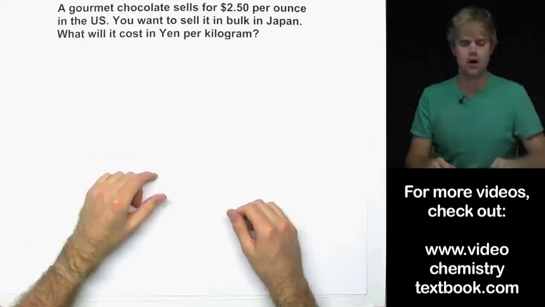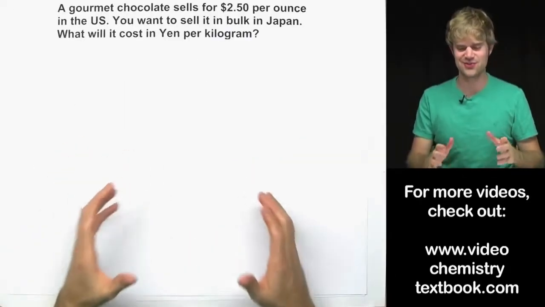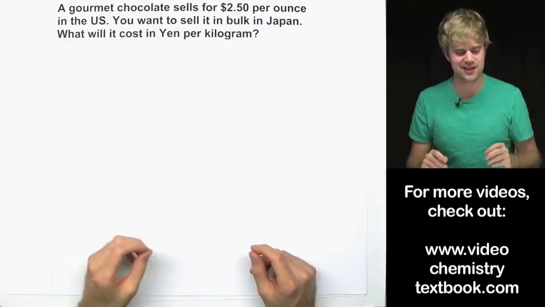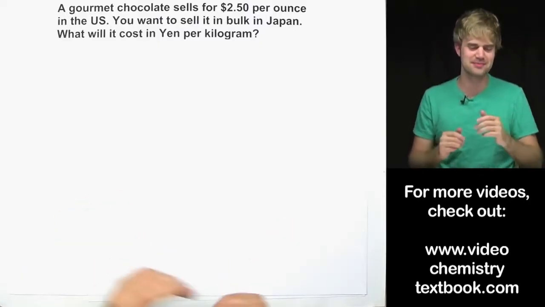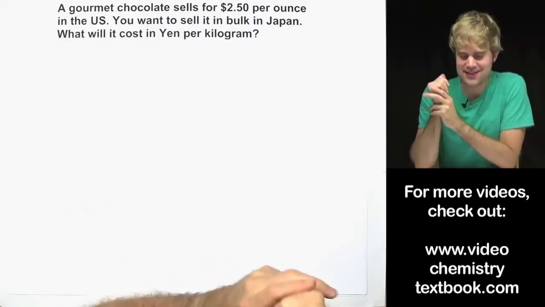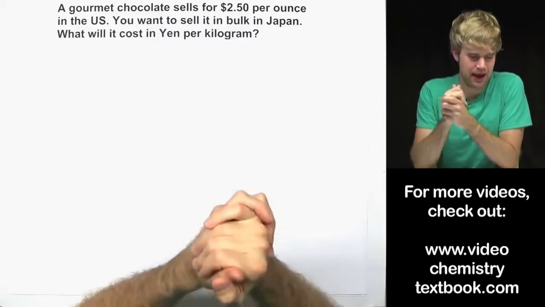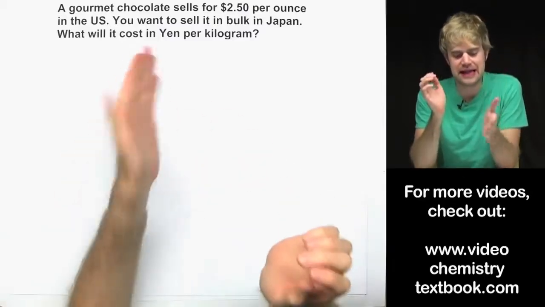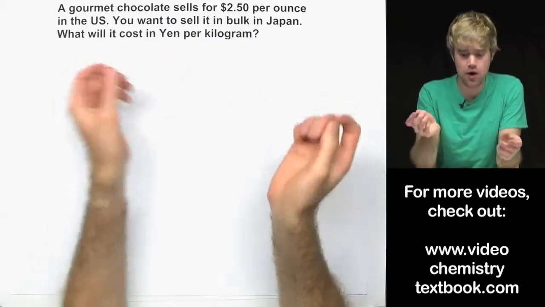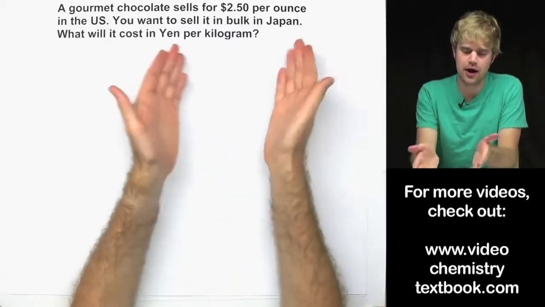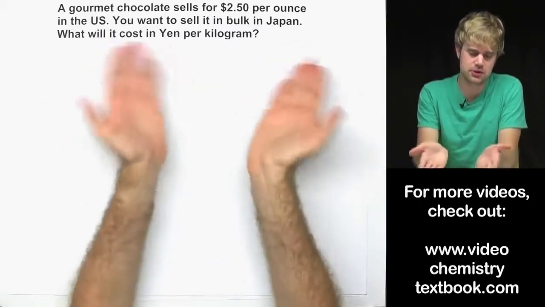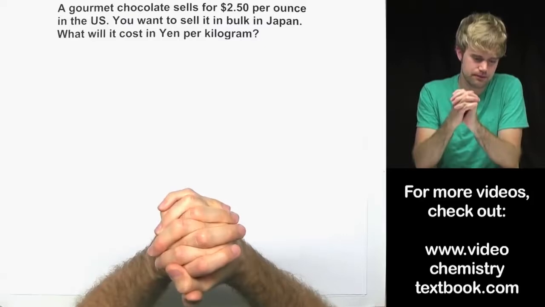and there we go. A gourmet chocolate sells for $2.50 per ounce in the US. This is making me hungry. You want to sell it in bulk in Japan. What will it cost in yen, that's a currency in Japan, per kilogram? And obviously Japan uses a metric system, so they're going to be weighing it in kilograms.